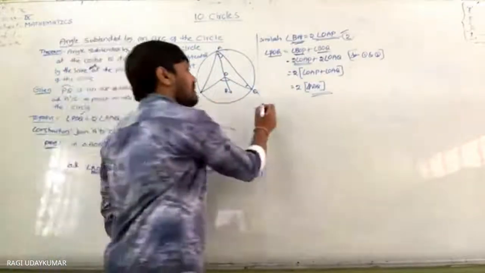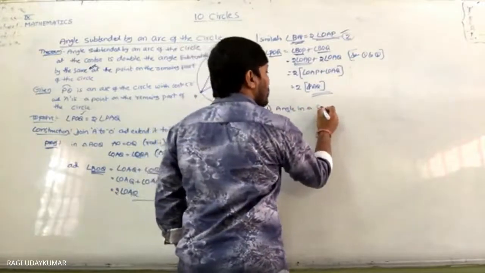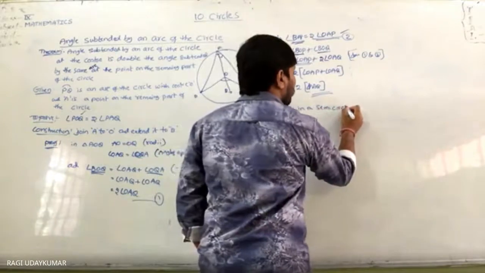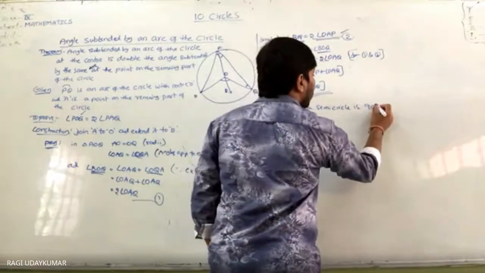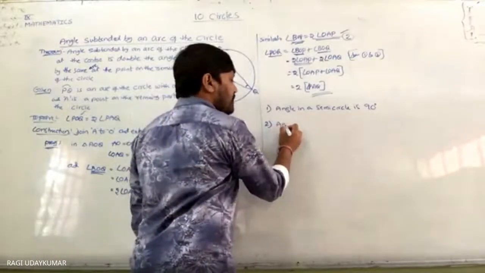So what is the first result you are going to get? Angle in a semicircle is 90 degrees. From this theorem only you are going to get. Is it visible to you?